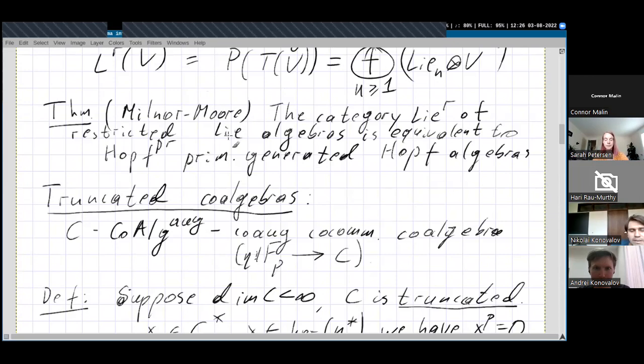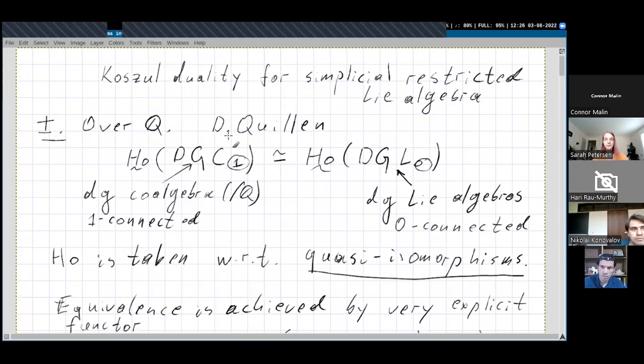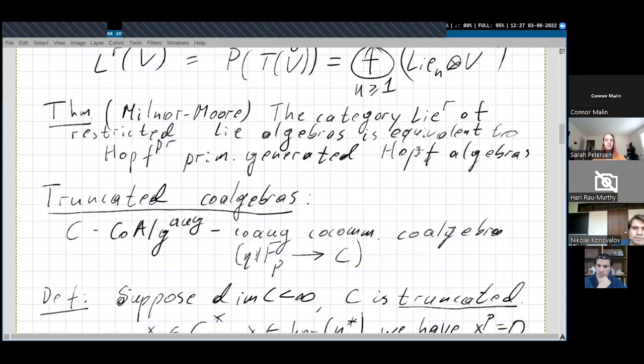Okay. And so then you're trying to find another category that's equivalent to the restricted Lie algebras. And that's these truncated coalgebras. I'm trying to compare some model categories here. So on this side, I wish to put simplicial restricted Lie algebras. On the other side, I wish to put some simplicial coalgebras. But it's not going to work in this way, so I need to do some restrictions. And this is why I present all of these definitions. So this Hopf algebra will be some sort of intermediate step.